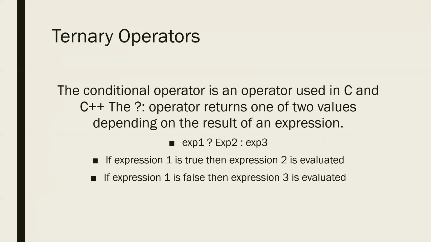The last type of operator is the ternary operator. This only has one type and is called the conditional operator, and it is used in C and C++. This operator returns one of two values depending on the result of an expression. Here it is defined. If expression 1 is true, then expression 2 is evaluated. But if expression 1 is false, then expression 3 is evaluated.